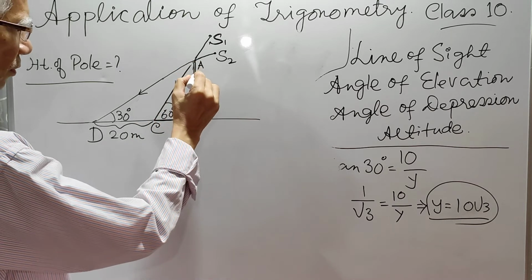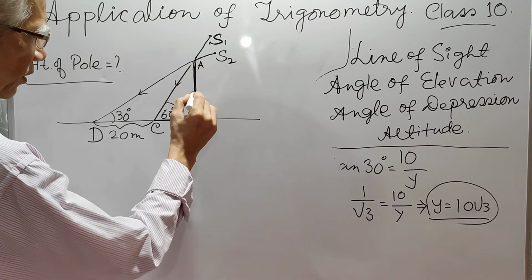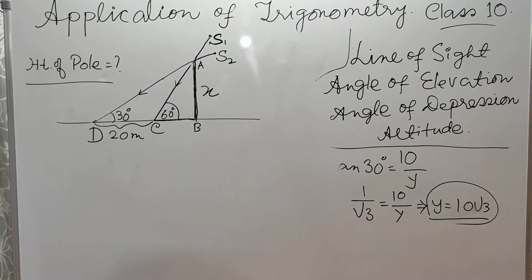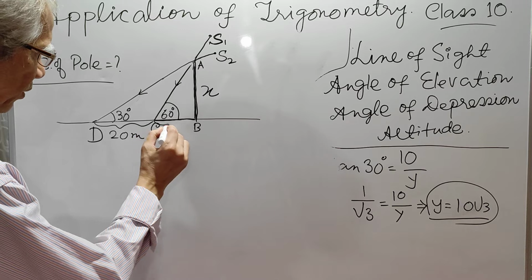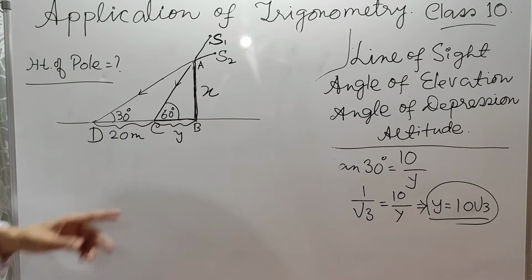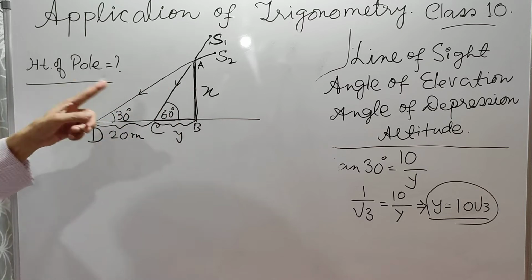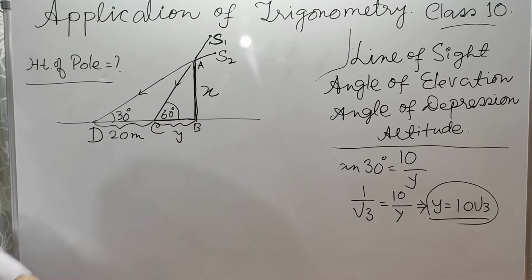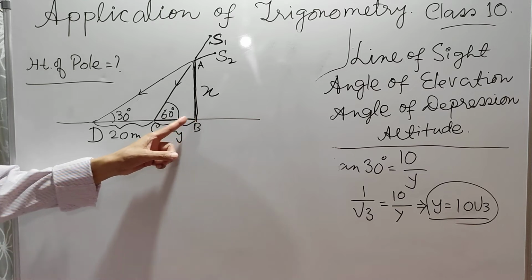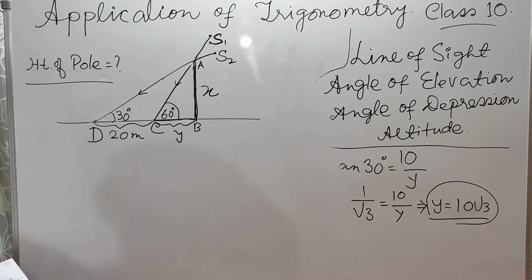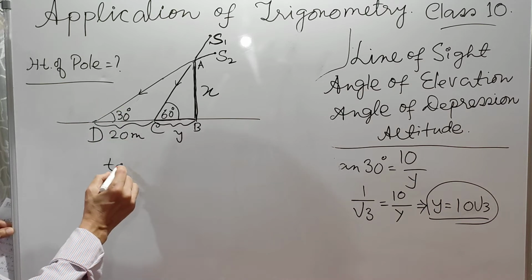Again, for convenience, let us call this X. So AB, suppose X. And again for convenience, let us call this one Y. So let AB be X, the height of the pole X, and this distance, the first shadow, Y. Therefore the second shadow is what? The longer shadow is Y plus 20, isn't it? Yes, now let us see.